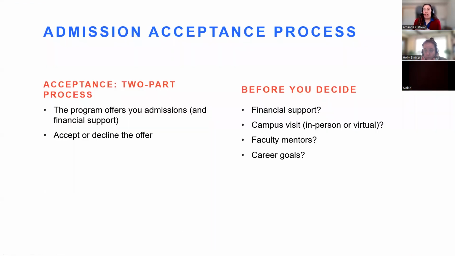So then looking at the end of your application and admission process, it really is a two-part process when it comes to accepting your admission. There's the admission itself that will come from, at least in the case of KU, like Holly said, our graduate admissions office. You'll get a notification that says, please click here to access your decision. So that is the first part of your admission decision.